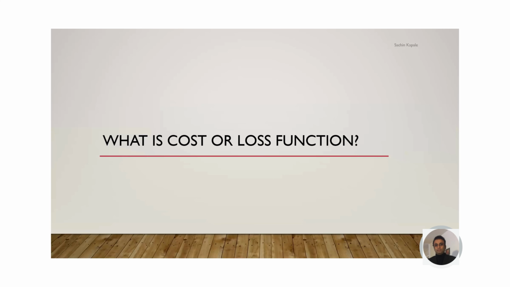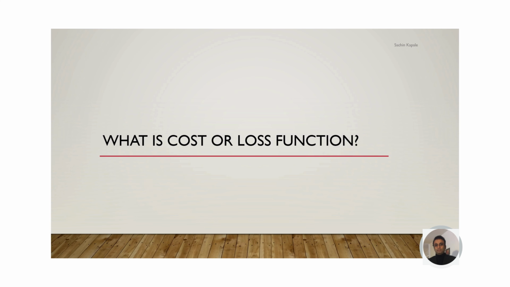So in this chapter, we will learn about what is cost or loss function. During the training process of any neural network, we try to find out how much the expected output deviates from the output which your neural network gave during the training process. And that difference, or that way of calculation, is called cost or loss function.